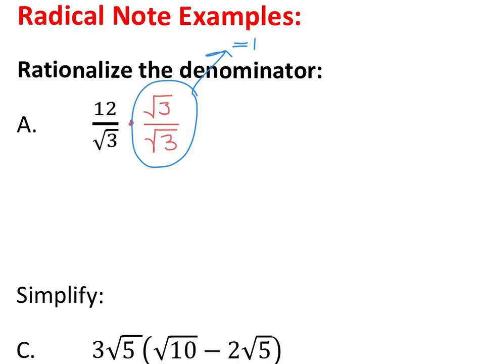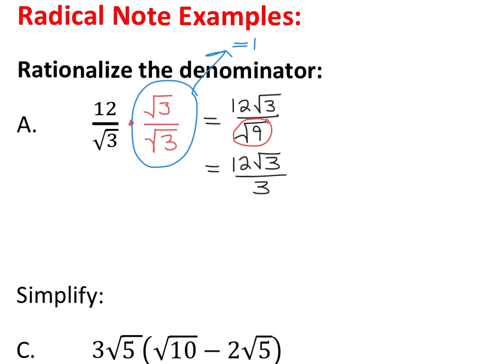Multiplying across, when I have fractions, I multiply across, so 12 times the square root of 3 is 12 root 3, over the square root of 3 times the square root of 3 is 9. Hopefully you notice, wait a second, that's a perfect square. Well, that's the point, because now that I've made the denominator a perfect square, the radical goes away. Rationalizing the denominator means we are getting rid of radicals from the denominator.